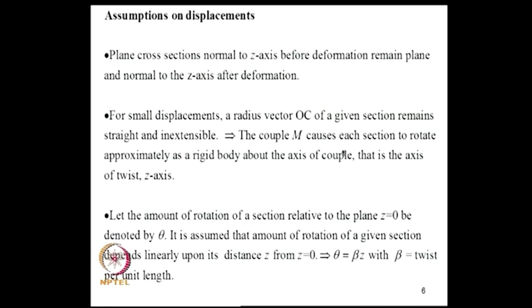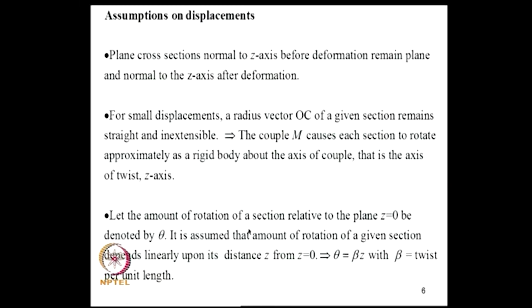The couple M therefore causes each section to rotate approximately as a rigid body about the axis of the couple, that is, the axis of twist, which is the z axis. About that, it twists.